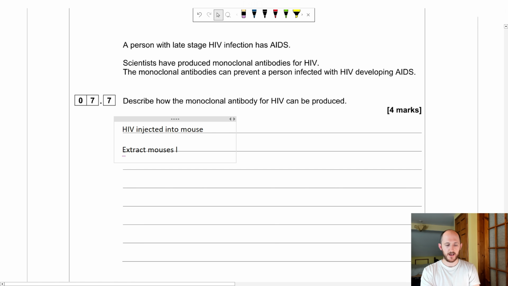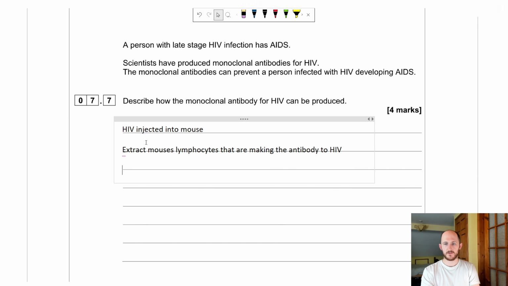the mouse's lymphocytes that are making the antibody to HIV. So again, the idea is you inject HIV into a mouse. The mouse's lymphocytes, their white blood cells, produce the antibodies. You extract these white blood cells and combine the lymphocytes with tumor cells. So why is this really useful?